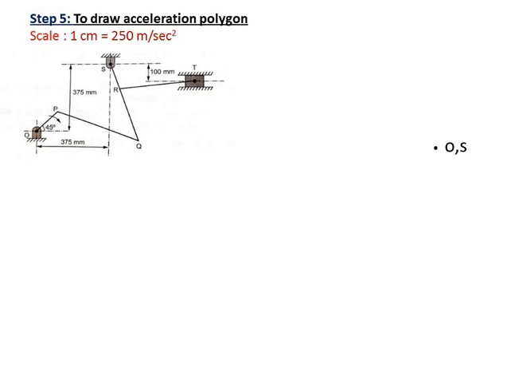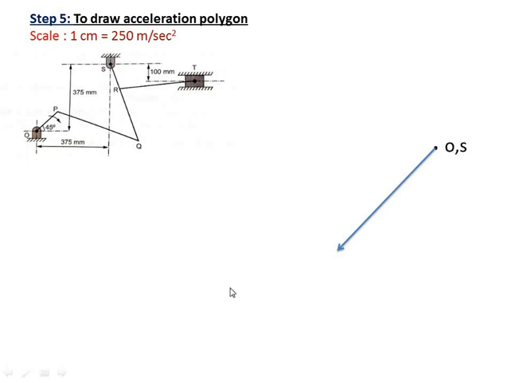So parallel to the link means parallel to OP towards the center of rotation. What is the center of rotation for OP? O is the center of rotation for OP, means downward. So acceleration is parallel to OP in the downward direction. From O you have to draw a parallel line, but you can draw a parallel line from O upward and from O downward.